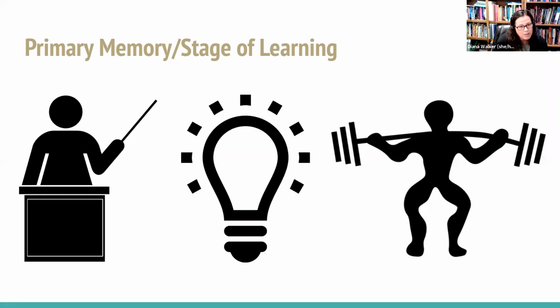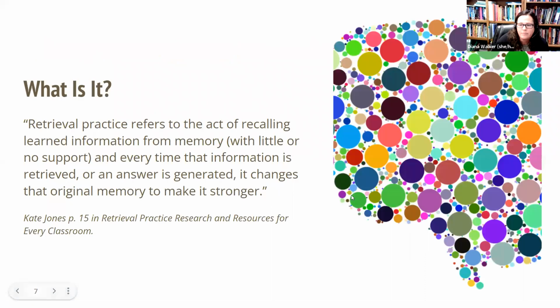The stronger the primary memory or that initial learning, the more effective the retrieval practice can be. It doesn't mean that learning has to be complete though, or that kids have to have a really deep understanding of it. They just have to have that initial exposure, that initial learning around the content. So what is retrieval practice? It refers to the act of recalling learned information from memory with little or no support. So every time information is retrieved, or an answer is generated, there's a change in the brain. It actually changes the original memory and makes it stronger.